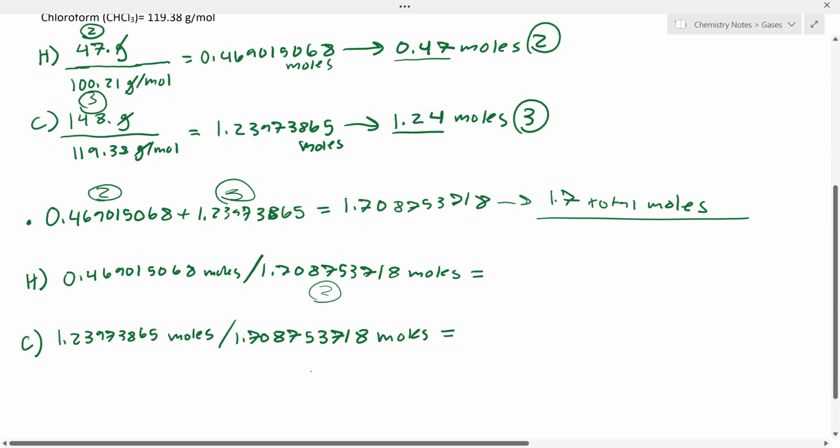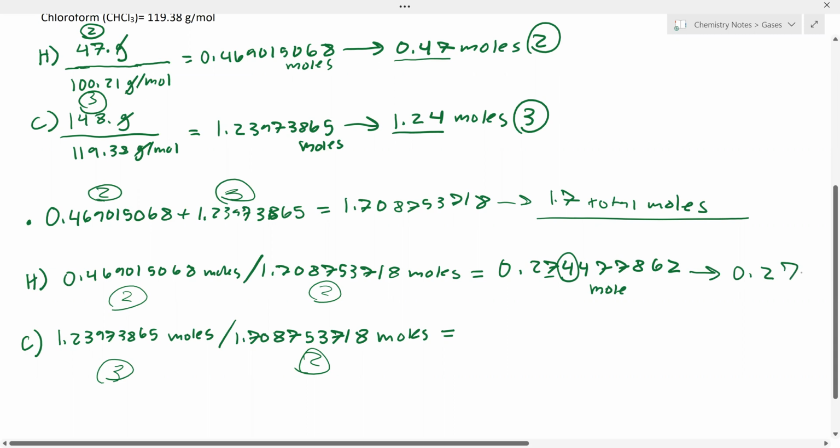So we'll do this again. Remember, we had 2 sig figs. And even though this one's 3 sig figs, it's not going to matter, but we'll write it anyway. So this number that we get, that's our mole fraction of that one, which would be 0.2. That 4 doesn't change it, 0.27 moles. So that's our mole fraction for the heptane.